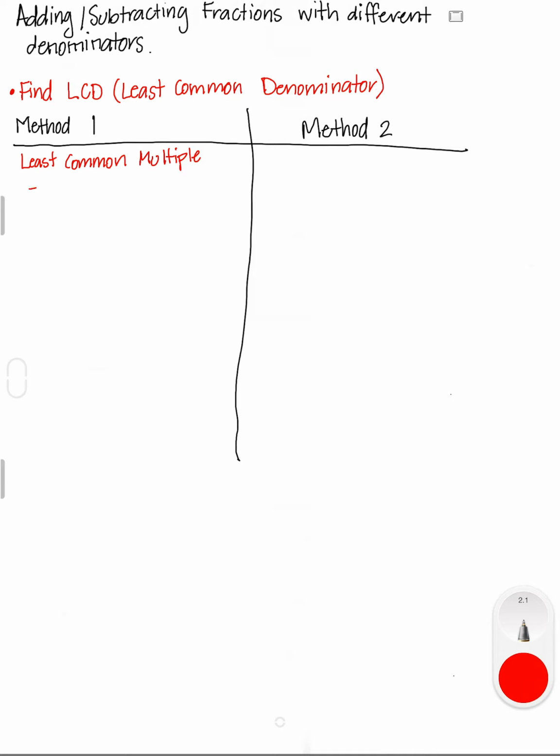So let's say we have the fractions 1/8 and 7/12. Keep in mind that we are only looking at the denominators. So we have 8 and 12, they're not common, so we need to find the LCD. We can list the multiples of each of the numbers. For 8, we have 8 times 1 equals 8, 8 times 2 is 16, 8 times 3 is 24, 8 times 4 is 32, 8 times 5 is 40, and it keeps going.